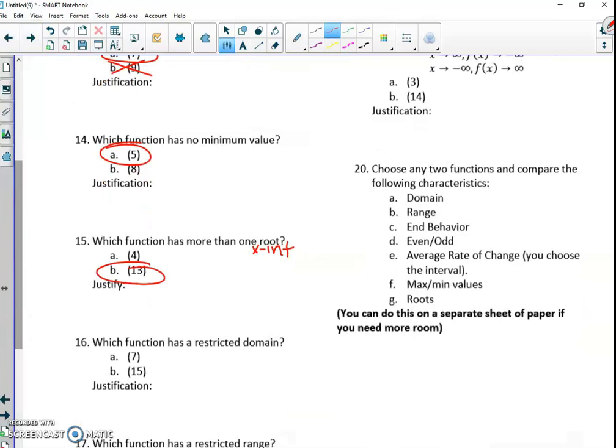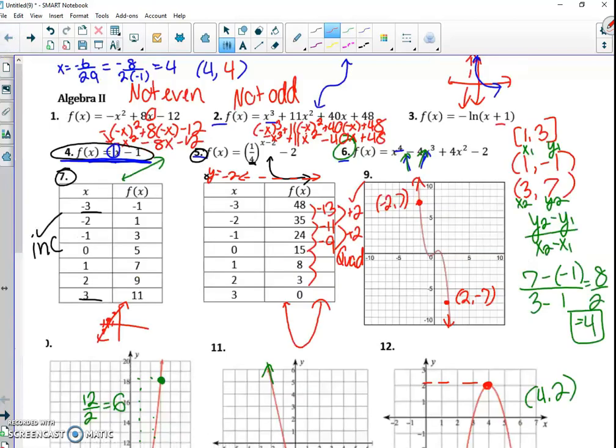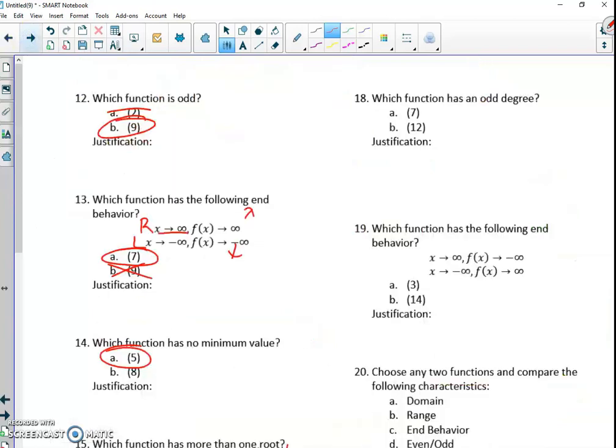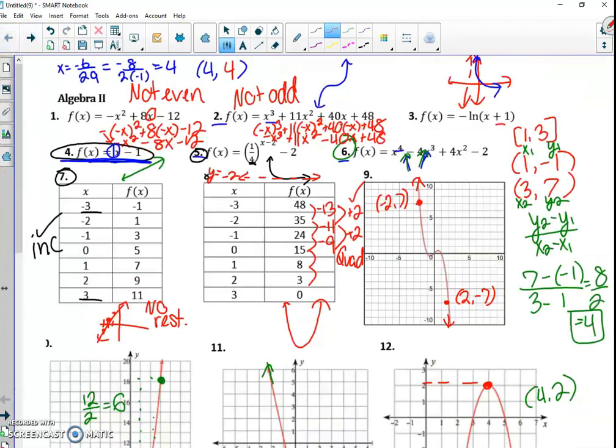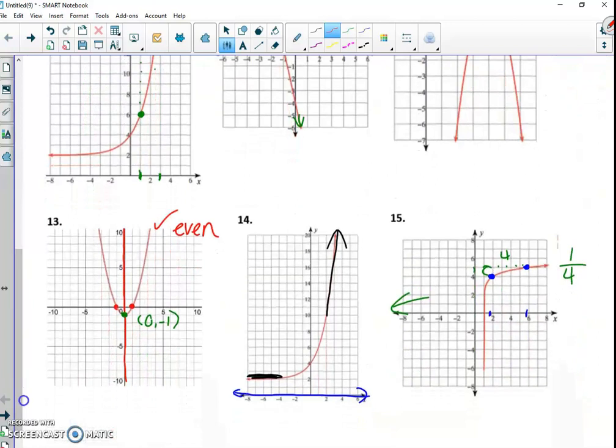Okay, 16 says, which function has a restricted domain, 7 or 15? Okay, so let's see. Function 7 is just a linear, I think, so that one has no restriction. It just goes forever in both directions. You know, I swear I have short-term memory loss. I already forgot the other one. 15. This one does have a restriction on the domain, right? Because it has this asymptote here. So that means it doesn't go back here at all. So that one does have a restriction.